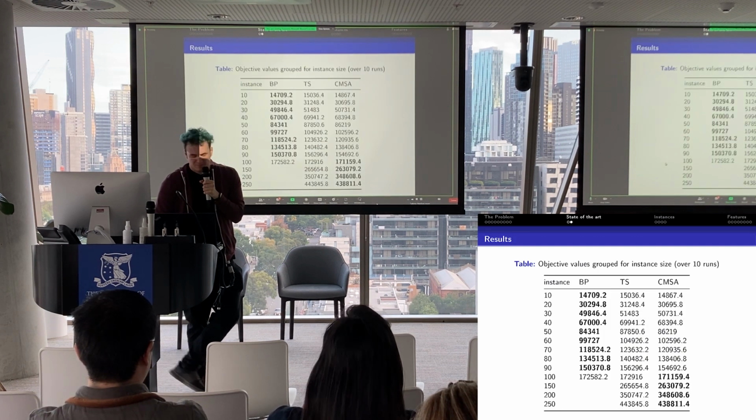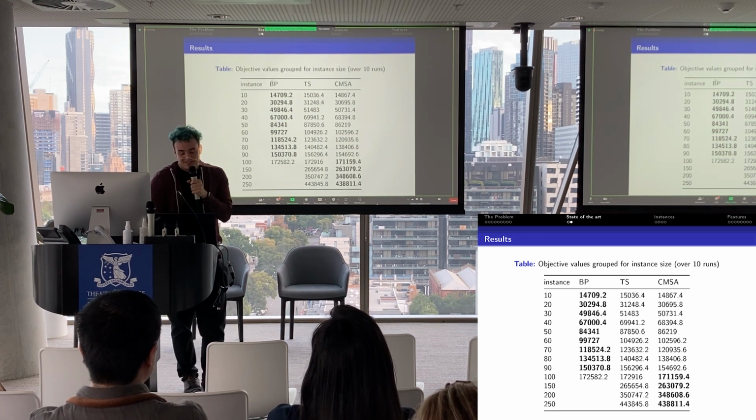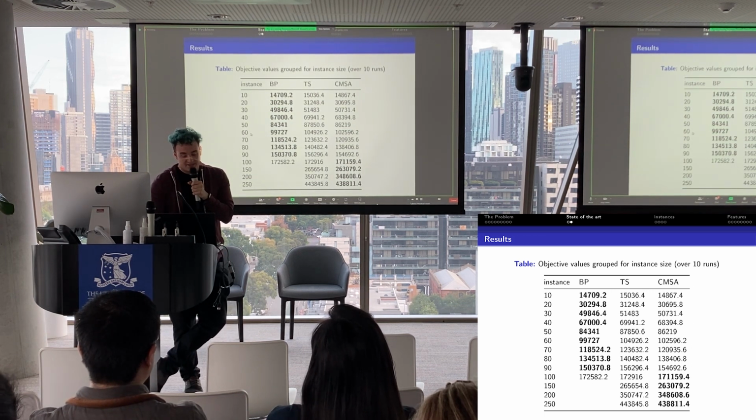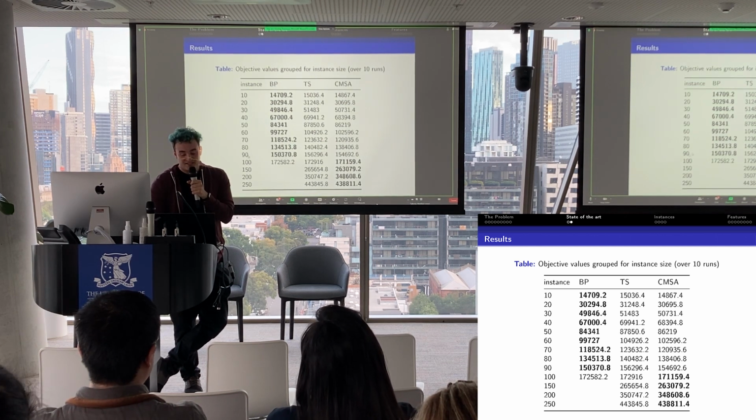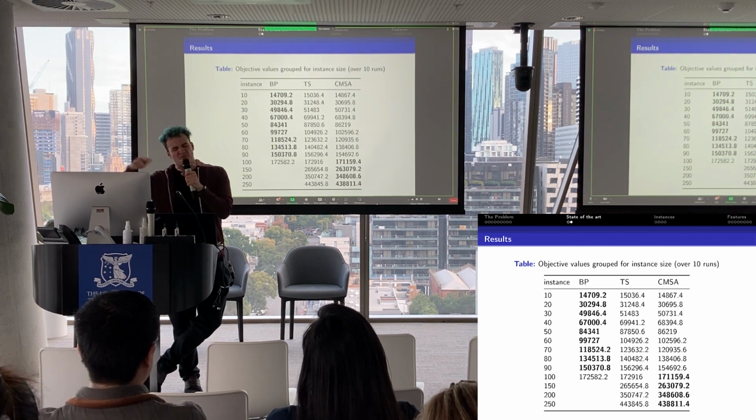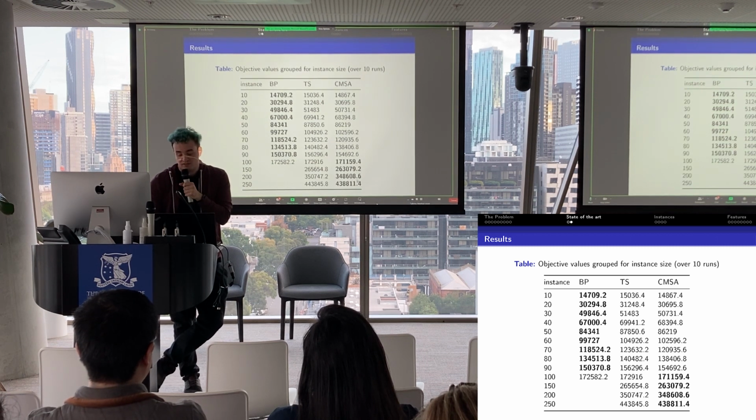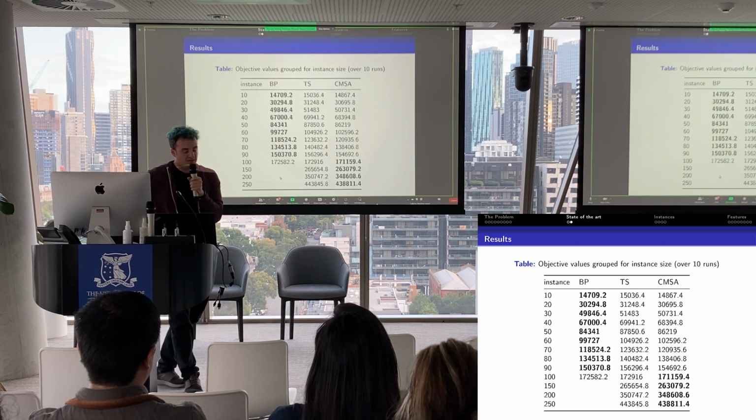And yeah, here I have a table which is very bad, but we can see that we have 65 instances grouped by size, and for instances up to size 90, so 90 bus tours, branch and price has the best objective function. Remember, we want to minimize, so the lower the better. And CMSA, the method developed very recently, outperforms tabu search for the largest instances. For the very large instances, branch and price doesn't even stop, so we can't even use it.